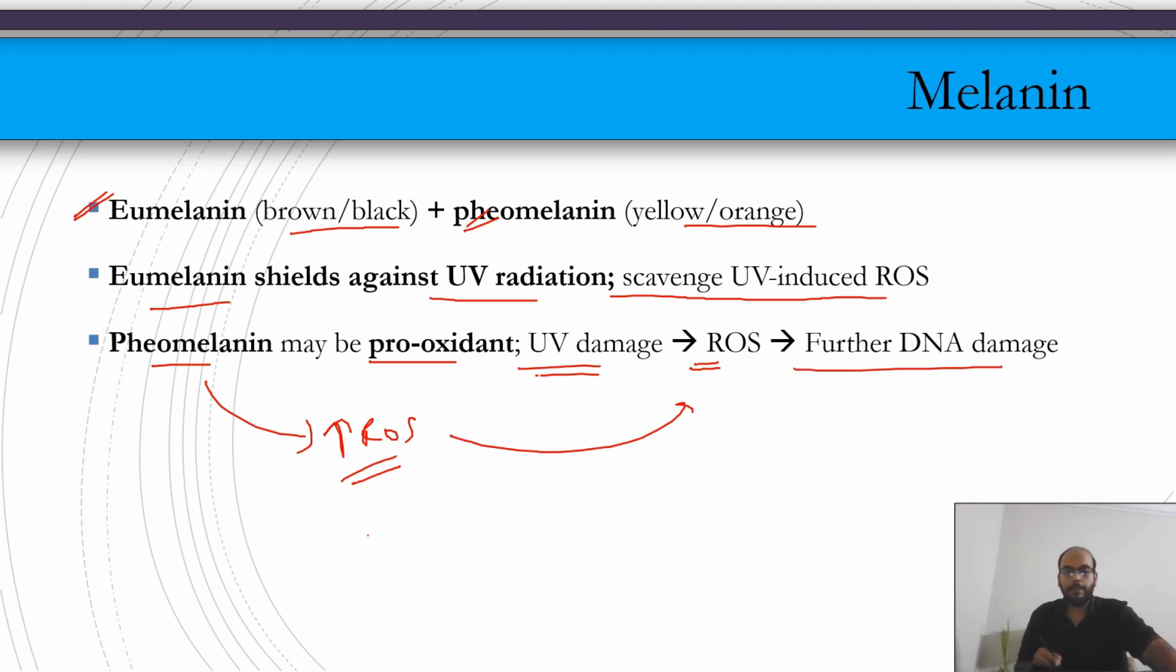And that is why people with red hair, or redheads as they are known in the Western Hemisphere, are more prone to UV-induced damage and melanomas. Also, freckles and lentigines are more common in them, the fair-skinned people. So, we should be proud of our brown and black skin. Let's move forward.